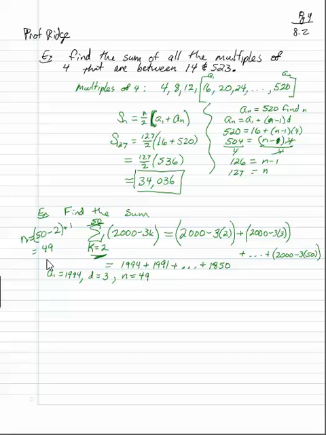Okay, so let's plug this into our formula. S of 49 equals 49 divided by 2. A sub 1 is 1994. We don't care about d right now, but a sub n, or a sub 49, would be 1850. And we just plug that into our formula, or calculator. 49 halves times 1850 is 94,178.